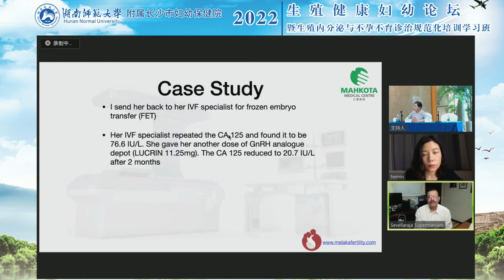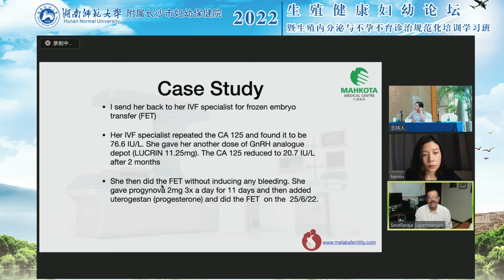Now her IVF specialist repeated the CA125 and found that it was a bit high, 76.6. So she gave her another dose of GnRH analog, and then the CA125 reduced to 20 after 2 months. Then she did a frozen embryo transfer without inducing any bleeding. She gave her this medicine called Progynova, 2 milligrams 3 times a day for 11 days, and then added progesterone and did the frozen embryo transfer on the 25th of June 2022. And she was then pregnant. When I contacted her, she was 9 weeks pregnant.